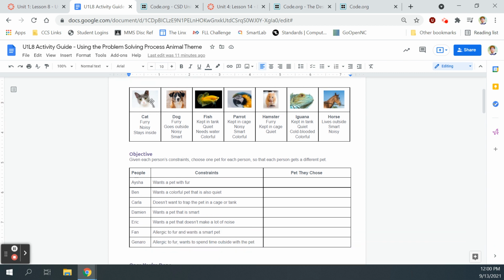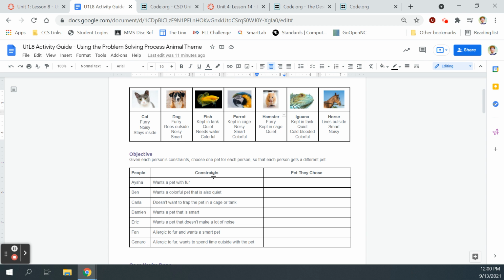So up here, we've got images of the pets. So there's the pictures of the pets. And then we have the type of pet that they are: cat, dog, fish, parrot, hamster, iguana, and horse. And then they have their attributes, right? Things that are commonly known about this pet, how they behave, what they look like, how they have to be kept, and so on. And then down here, we have these people. We've got Aisha, Ben, Carla, Damien, Eric, Fawn, and Gennaro.